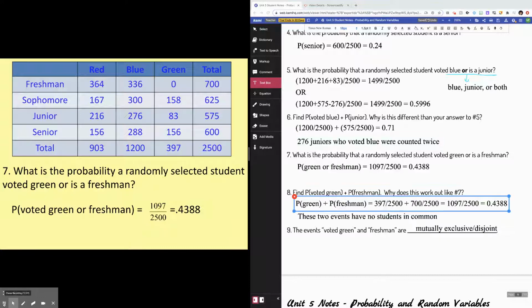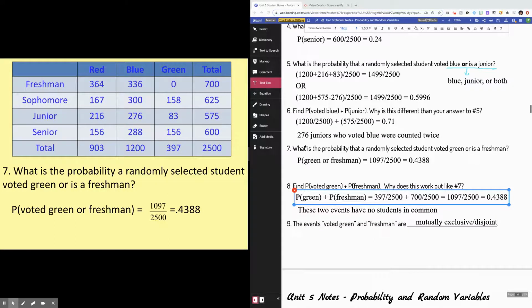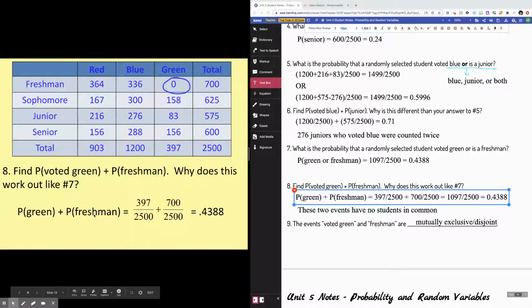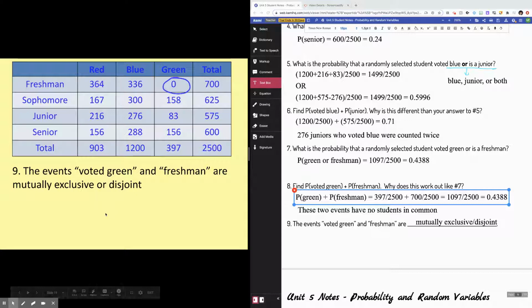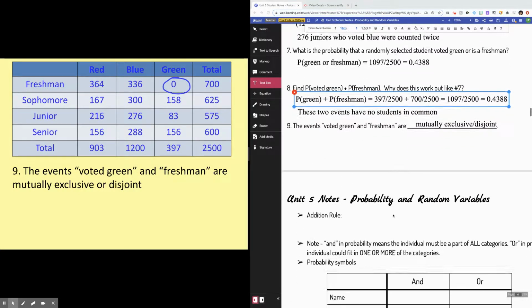All right, folks, so if you went ahead and solved this on your own, you should have gotten the exact same probability for both 7 and 8. The reason that happened is because these two events have no students in common. Their joint probability, their and probability, would be 0 here because there were 0 freshmen that had green as their favorite color. So what that means is that these two events are mutually exclusive, or as you have heard me call them, disjoint.